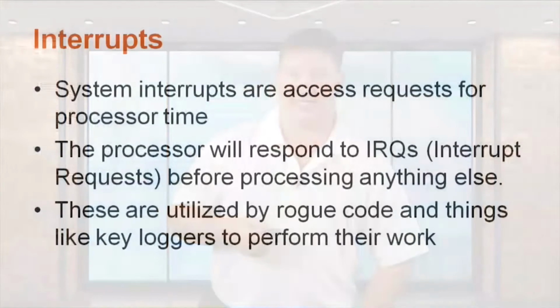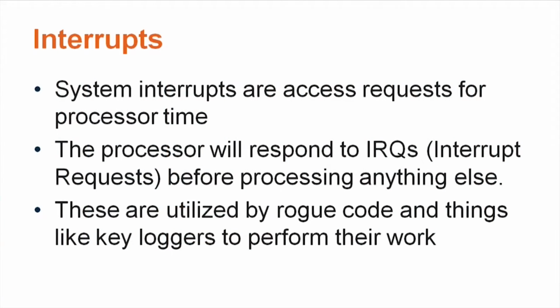So let's run through the bullets here. System interrupts are access requests for processor time, or to notify the processor of something. The processor will respond to IRQs, interrupt requests, before processing anything else. The second an interrupt happens, the computer gives it a very quick time slice to go and handle the interrupt.